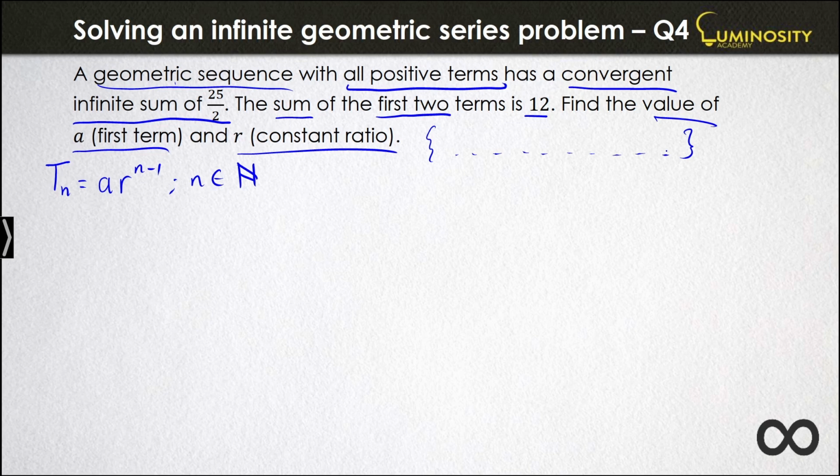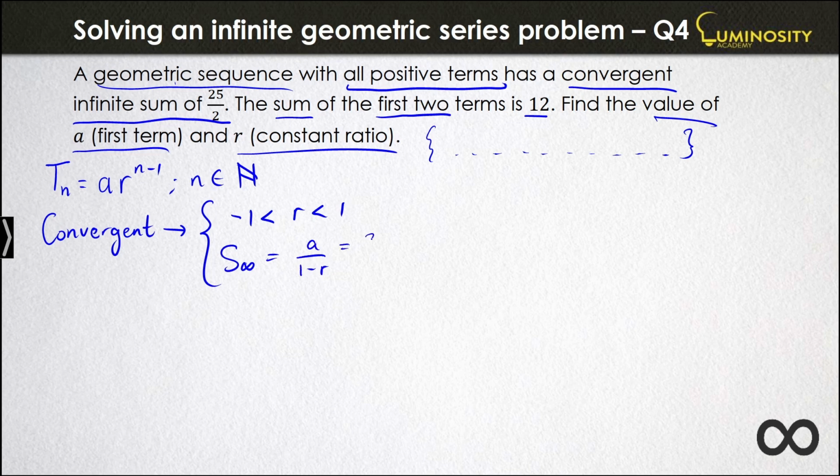So that tells me two things. Firstly, because it's convergent, my r value, whatever it is, is between 1 and minus 1. When I work it out, it has to be between there because of the convergence. I also know that S infinity, which is a over 1 minus r, they told us that that infinite sum is 25 over 2. So that's two pieces of really important information here.